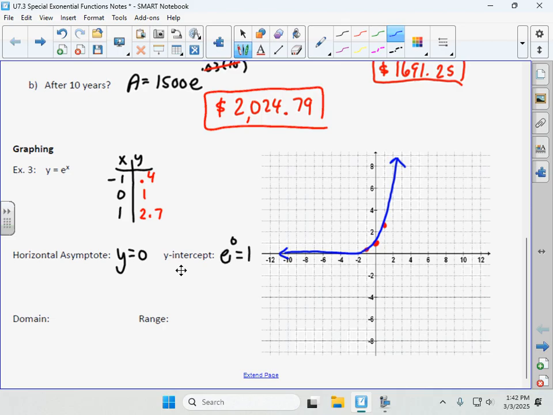The domain is -infinity to +infinity. The range looks like it's going to be 0 to +infinity. Again, we'll use parentheses on the 0. The horizontal asymptote hits right here on the x-axis. It's the k value, which is 0 in this case.